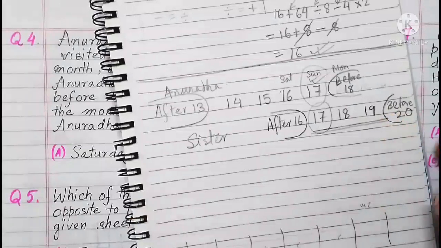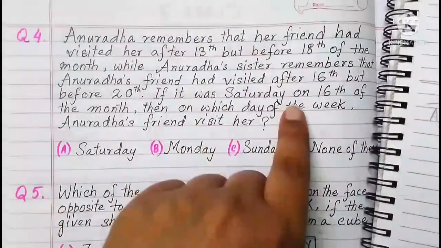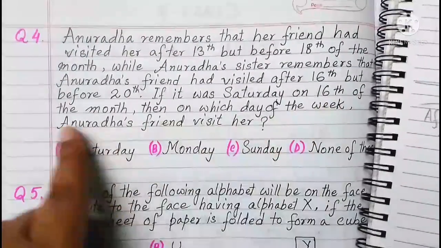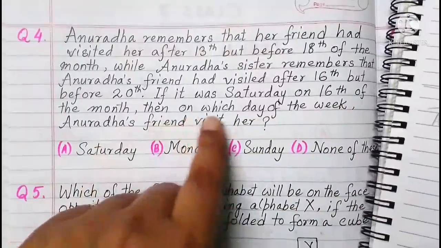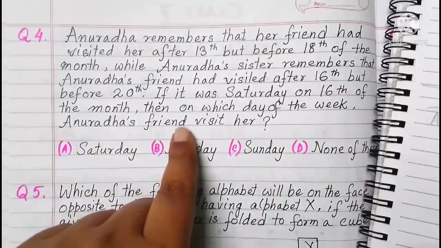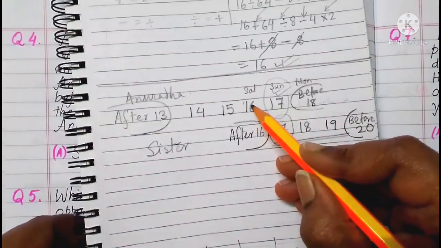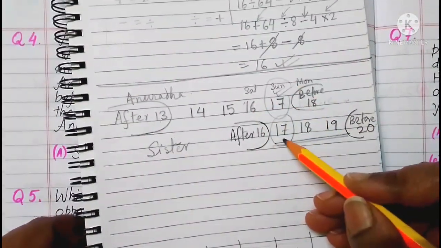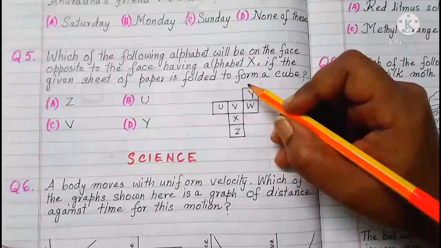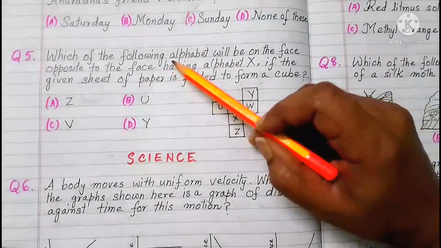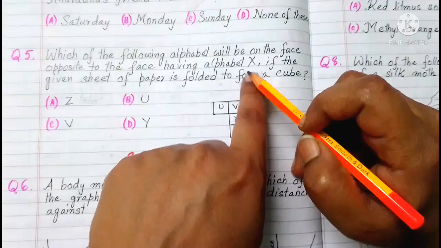Okay, now the second part of the question is, if it was Saturday on 16th of the month, then on which day of the week Anuradha's friend visited her? Okay, so it was Saturday and 17 must be on Sunday. It must be Sunday. So she visited on Sunday. So question 5. Which of the following alphabet will be on the face opposite to the face having alphabet X?